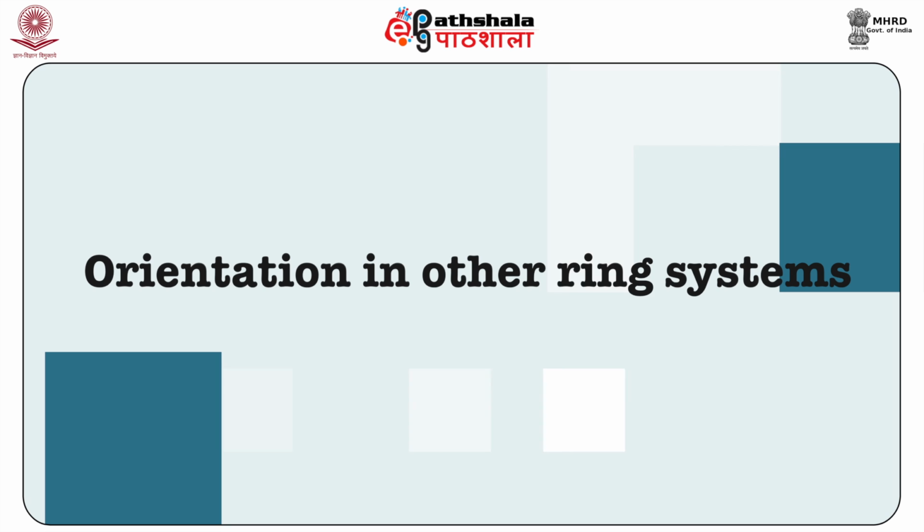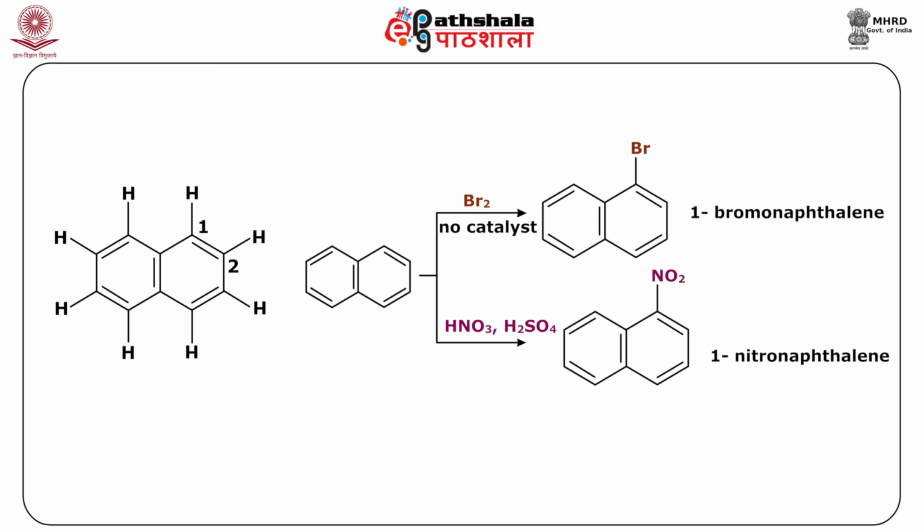Orientation in other ring systems. Now apart from benzene, we have multiple ring systems also. Say naphthalene. In naphthalene, there are only two possible sites for substitution. First one is alpha and second one is beta, as is shown here in the figure. All others are equivalent to 1 or 2, or alpha or beta.